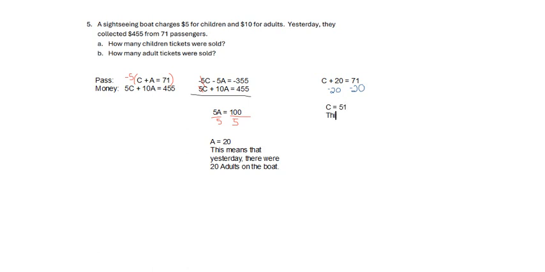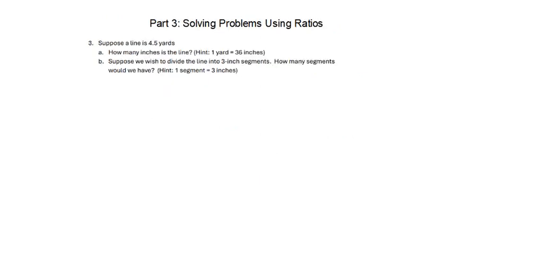So this means there were 51 children on the boat, like so. So that's it for that. So let's do some ratios. Okay, so we're going to solve by using ratios.